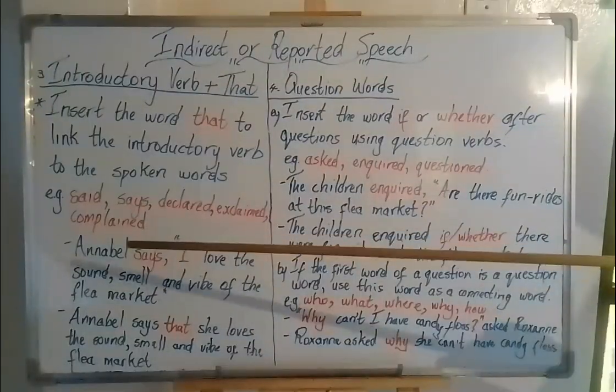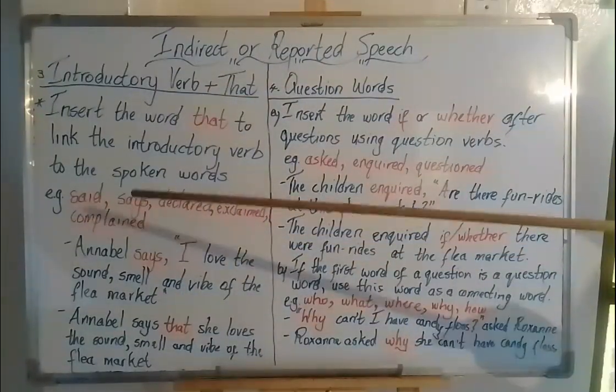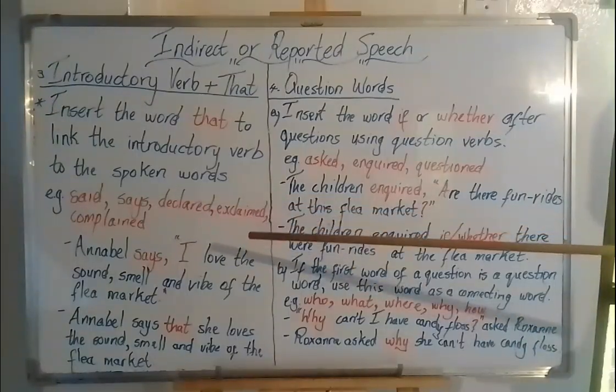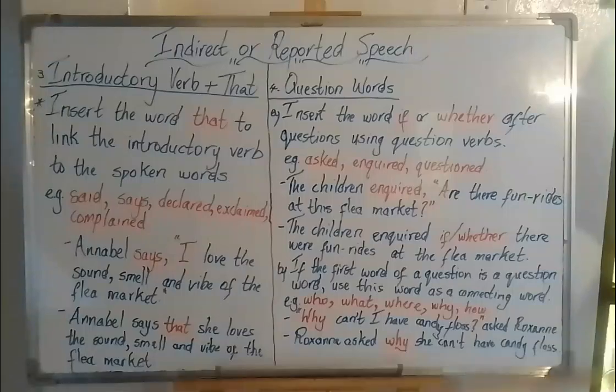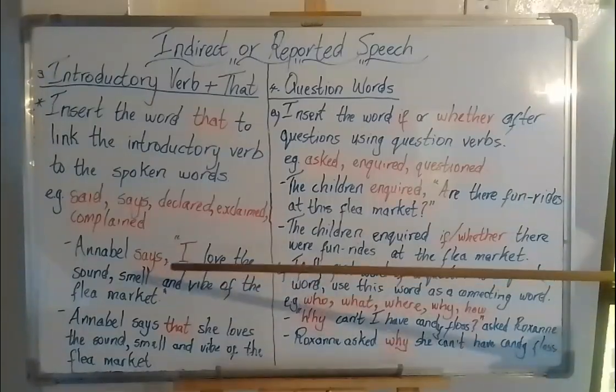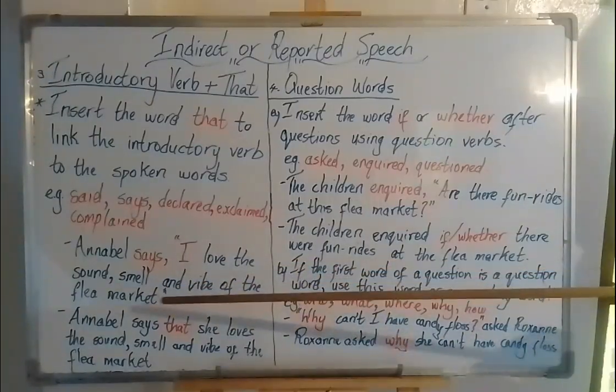So we have examples of introductory verbs. We have said, we have says, we have declared, we have explained, we have complained. So here's our example in a direct speech. We have Annabelle says, "I love the sound, smell, and vibe of the flea market."